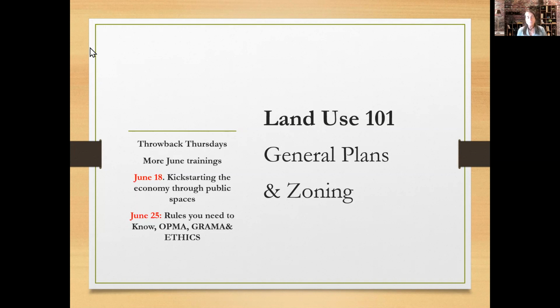And as you all know, planners love acronyms. So we're going to try to decipher some more acronyms today, but on the 25th we will talk about OPMA, the Open and Public Meetings Act, GRAMA, the Government Records Access and Management Act, and the Ethics Act. That will be a Reader's Digest version of the rules that you have to know in order to do your job. So that's today. We'll get started.